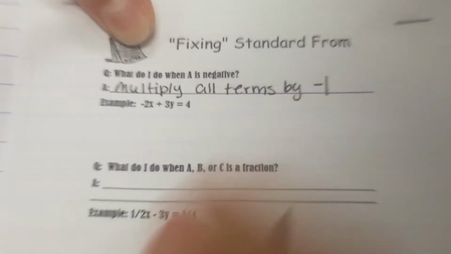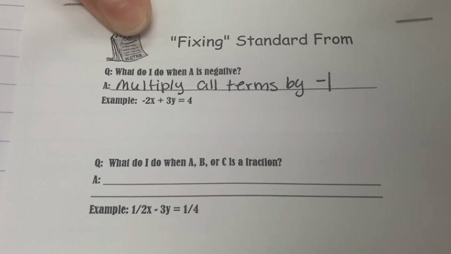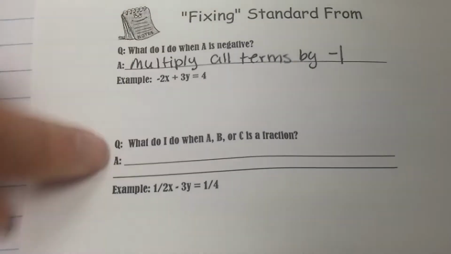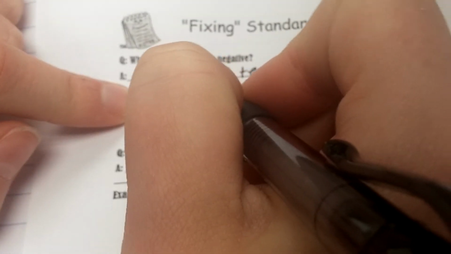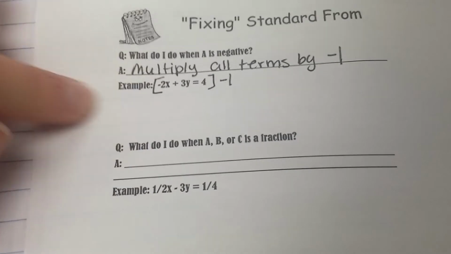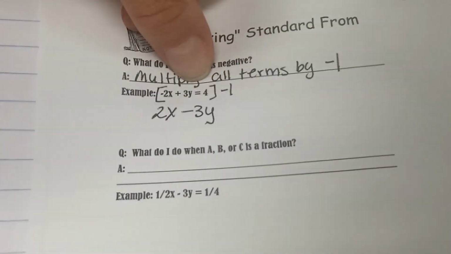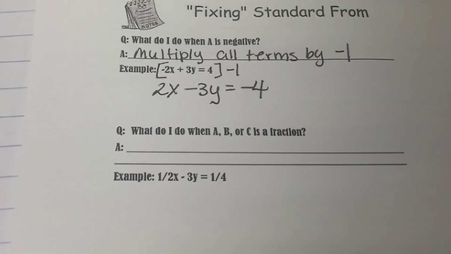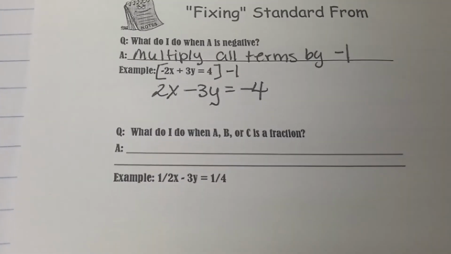by negative 1. So I multiply a negative number by a negative 1, I end up with the same number except now it's positive, so basically I end up with the opposite. For example, if I have negative 2x plus 3y is equal to 4, I can multiply through by negative 1. Negative 2x times negative 1 gives me a positive 2x. My a is now positive. Positive 3y times negative 1 is negative 3y. And positive 4 times negative 1 is now negative 4. So now my equation is in standard form. My a is positive and I don't have any fractions or decimals.